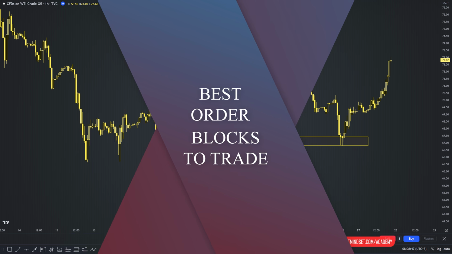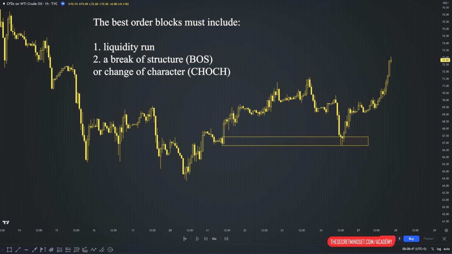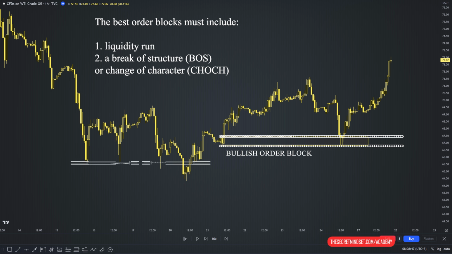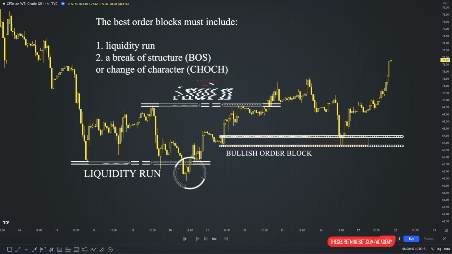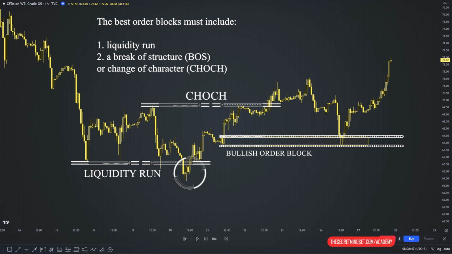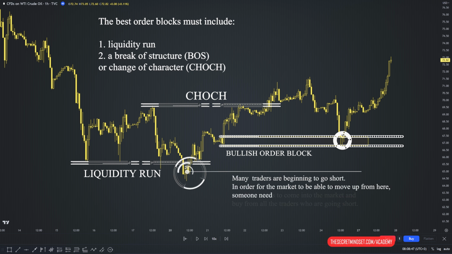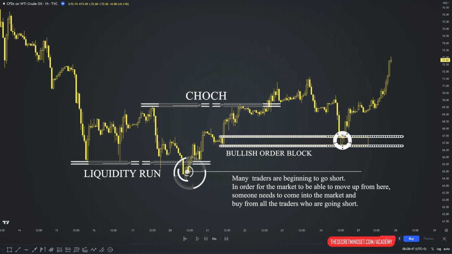So how do you determine which order blocks are stronger than others? The best order blocks must include a liquidity run and a break in market structure or a change in character. In this example, whoever bought when the market was down here had a lot of money at their disposal. As the trending movement increases in length, more and more people begin trading in the same direction. Look at the last downswing before the bullish order block is created. At the time of this drop, a lot of traders are beginning to go short, expecting lower prices.